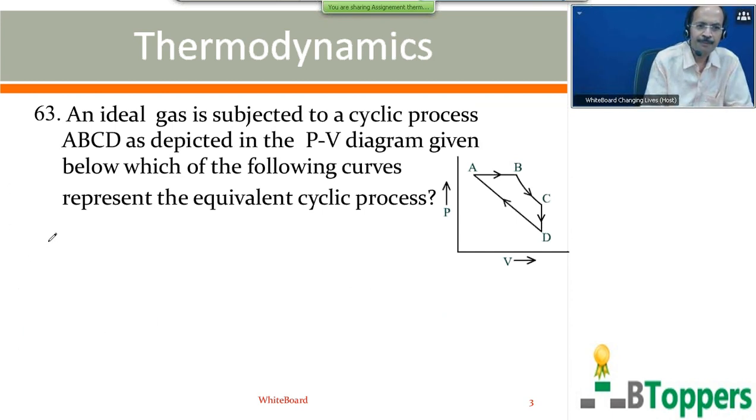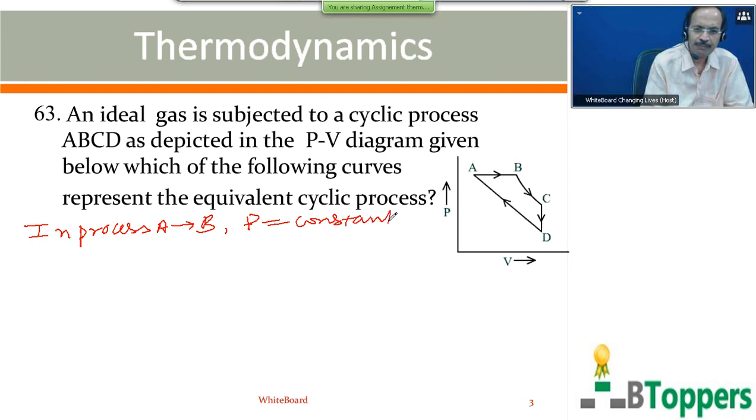So in the process A to B, you can observe that the PV graph is a straight line parallel to the x-axis. So the pressure of the gas is constant. So if the pressure of a fixed mass of the gas is constant, then the volume of the gas will be directly proportional to the temperature of the gas.